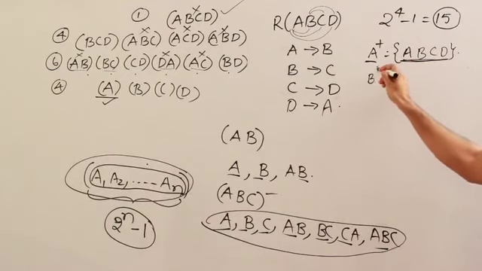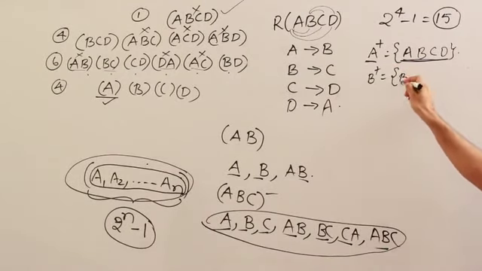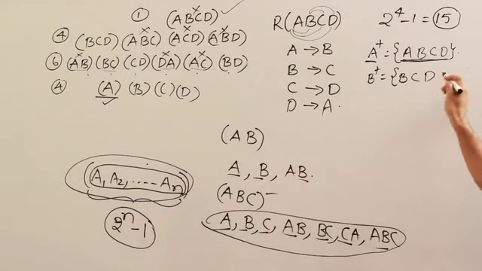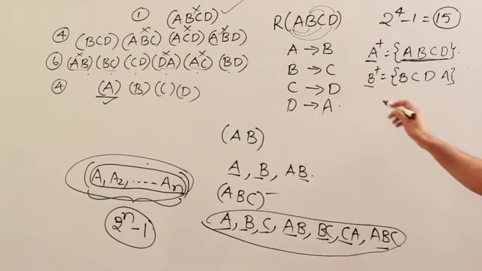And what about B plus? So we get B, and because of B we get C, because of C we get D, and because of D we get A, right? And we got all of them. Therefore B is going to be a candidate key. B is also a possible candidate key, right?